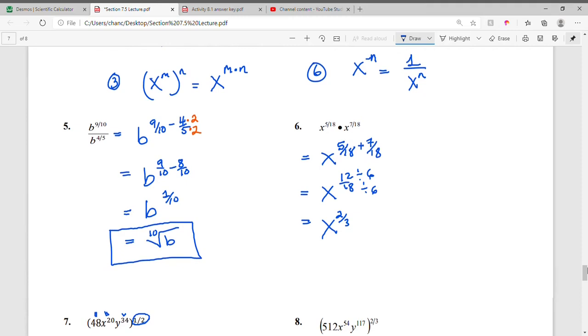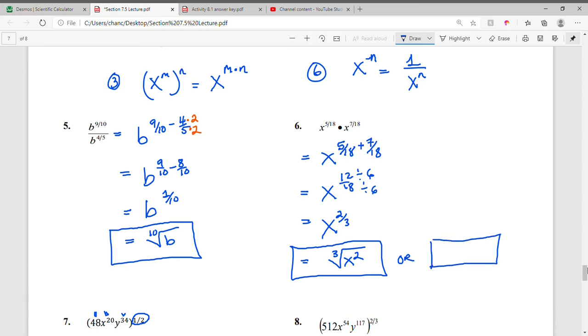But we have to write our solution as a radical, so let's rewrite this as the cube root of x squared. Now this is a good solution. It is also acceptable to write this as the cube root of x, quantity squared. So they're both good solutions. You can decide to rewrite it in any way that you want for question 6.